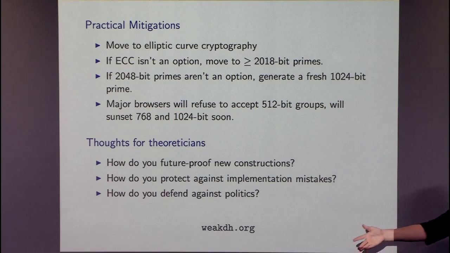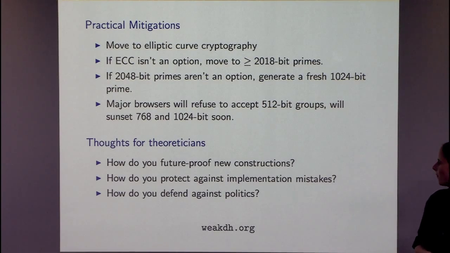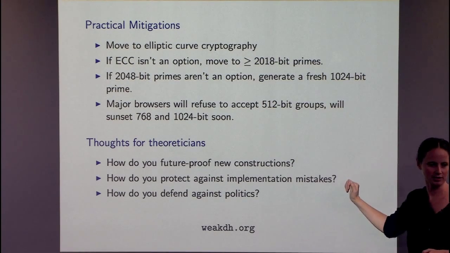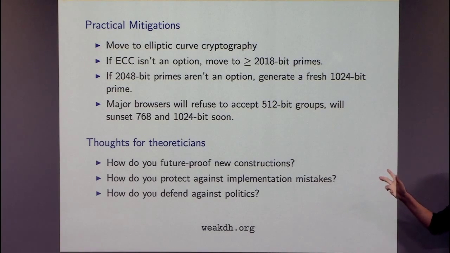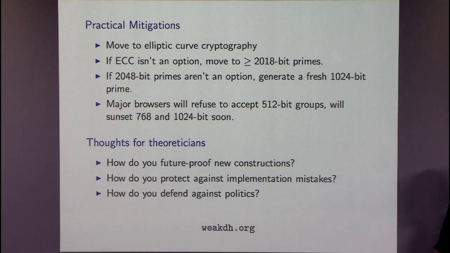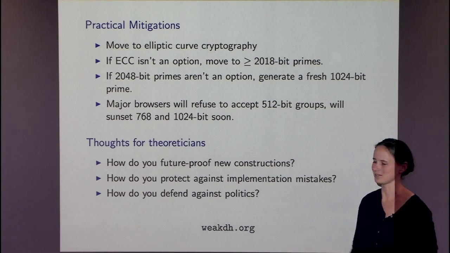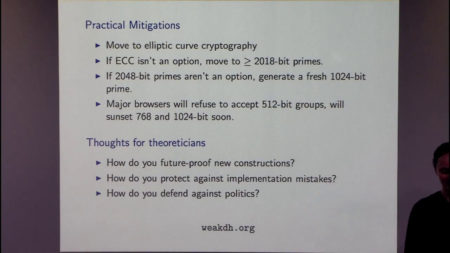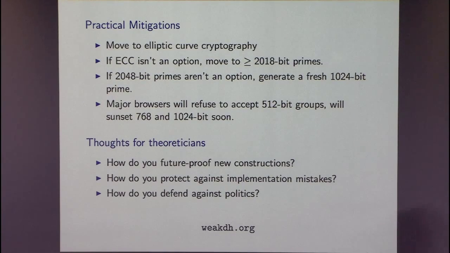Do you negotiate parameters, or do you just say these are the one set of solid good parameters, nobody gets to change them ever? How do you protect against implementation mistakes? Because clearly the implementer needs to be considered as an adversary in our model. And also, how do you defend against politics? How do you make sure that some malicious person on your standardization committee didn't manage to slip in a secret set of backdoored parameters against your will?